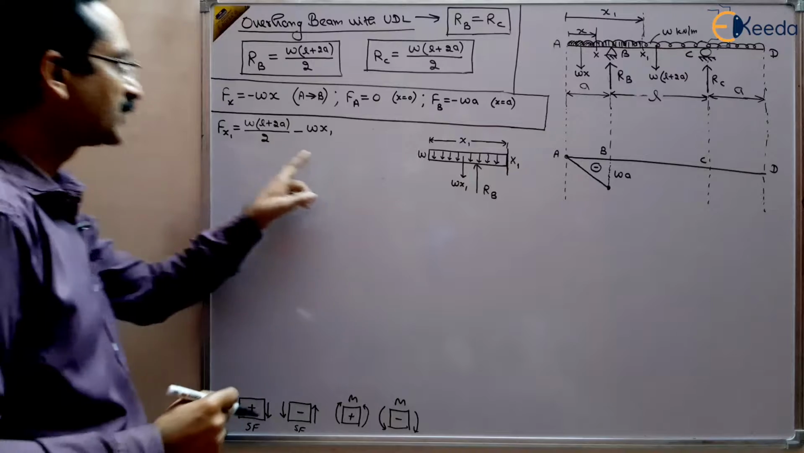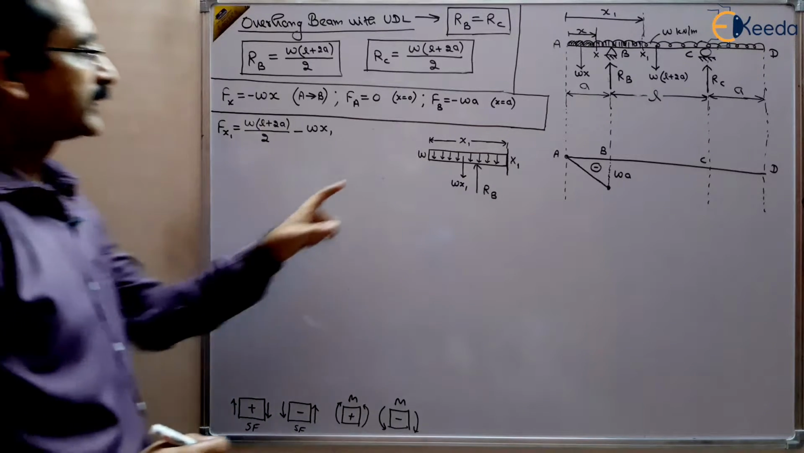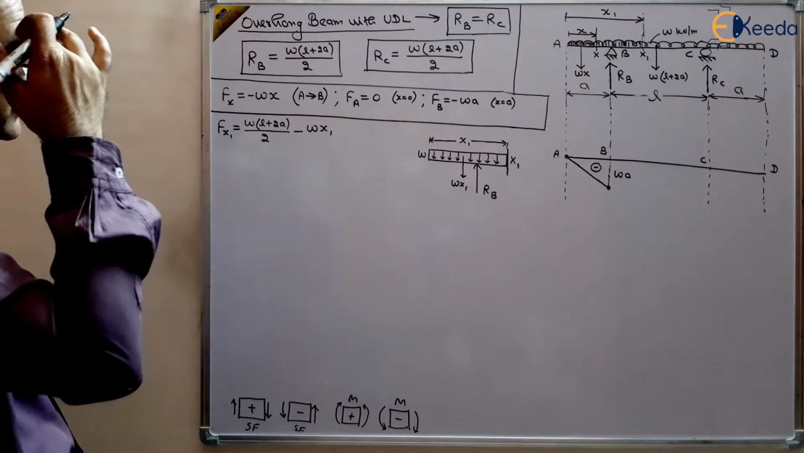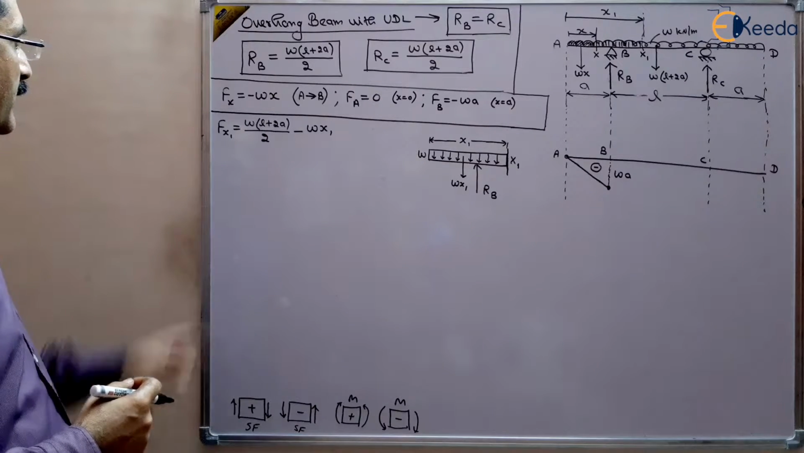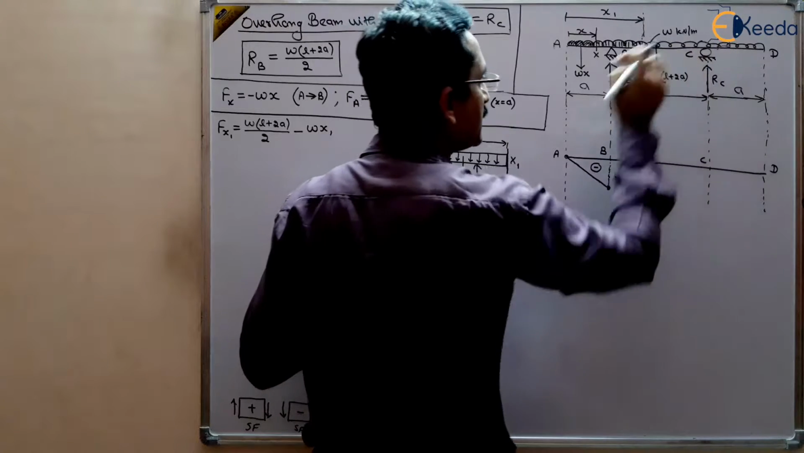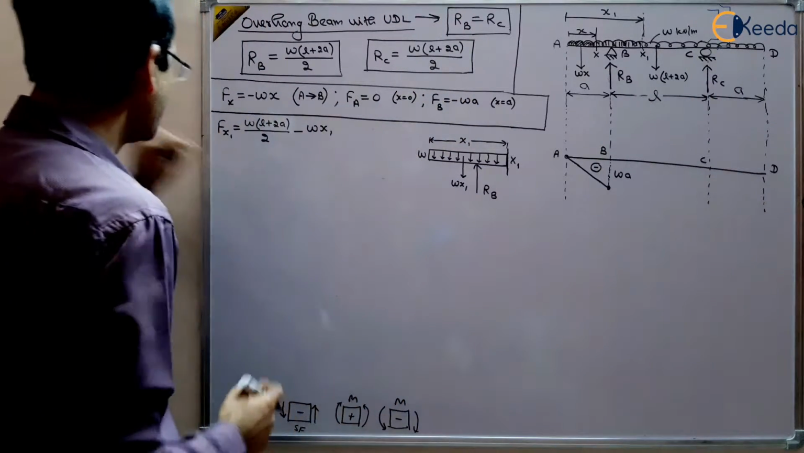So this is the shear force. This is the shear force at the left of x1. Now you are able to understand that, right? So next, we can find out between B and C. Between B and C, what will be the variation of shear force? So what is the shear force at B?